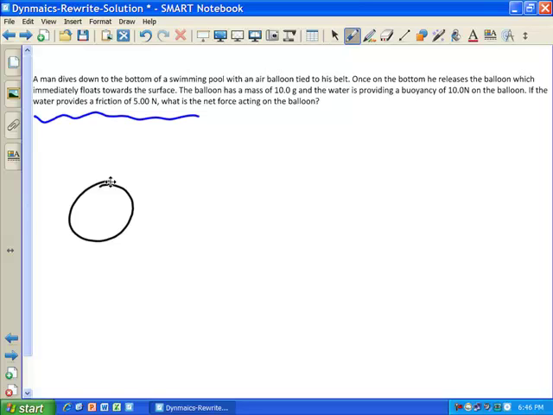The first thing I want to do, because the question is, hey, what's the net force, is I want to draw all the forces acting on this balloon. So I've got a buoyancy force right here, a buoyancy force of 10.0 newtons, so that's driving it upwards. I know that I've got a force of gravity acting down, even though it's a very small balloon, it still has some force of gravity. And then I know that it has a frictional force.